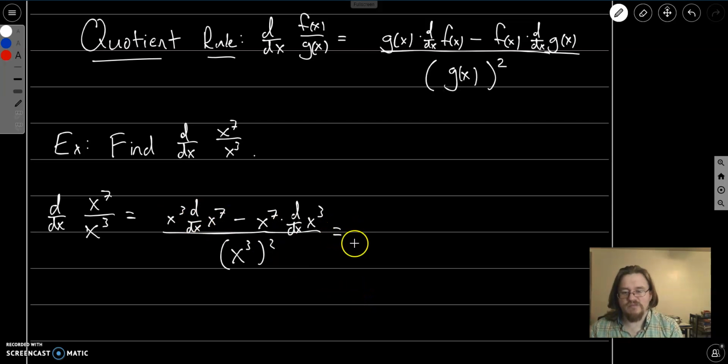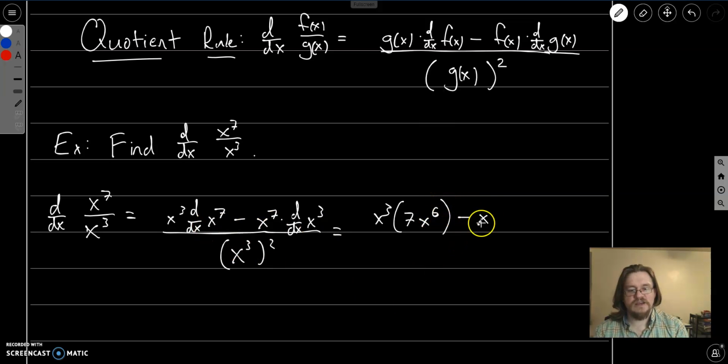And these are pretty straightforward derivatives to take in here. So I've got x cubed. The derivative of x to the 7th power is going to be 7 times x to the 6th power. Subtract x to the 7th power times the derivative of this guy, and this is going to be 3 times x squared, all over the bottom squared. So taking a power to a power, I'm going to multiply. So x cubed times x cubed is going to be x to the 6th power.